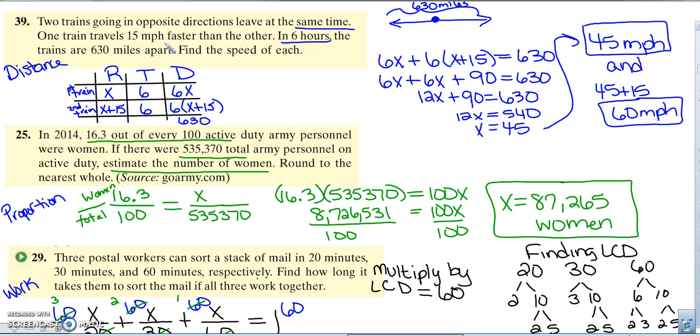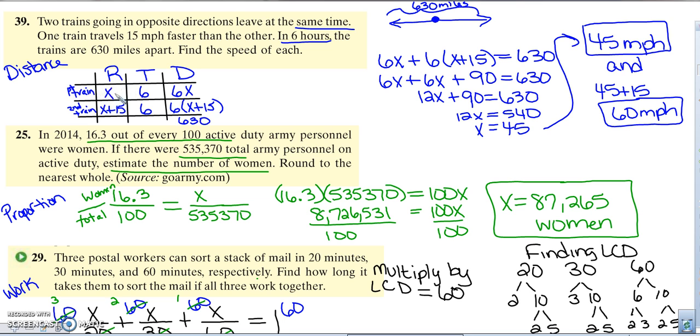One train travels 15 miles per hour faster than the other. In 6 hours, the trains will be 630 miles apart. So notice I labeled the entire distance apart 630. Find the speed of each. So we have two trains, like I said, two parts to our distance problem, and let's see what they told us. They talk about the one train being 15 miles per hour faster than the other.